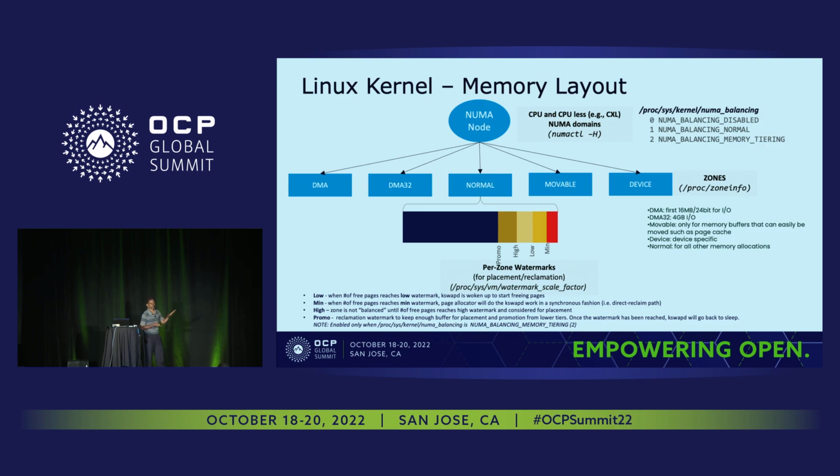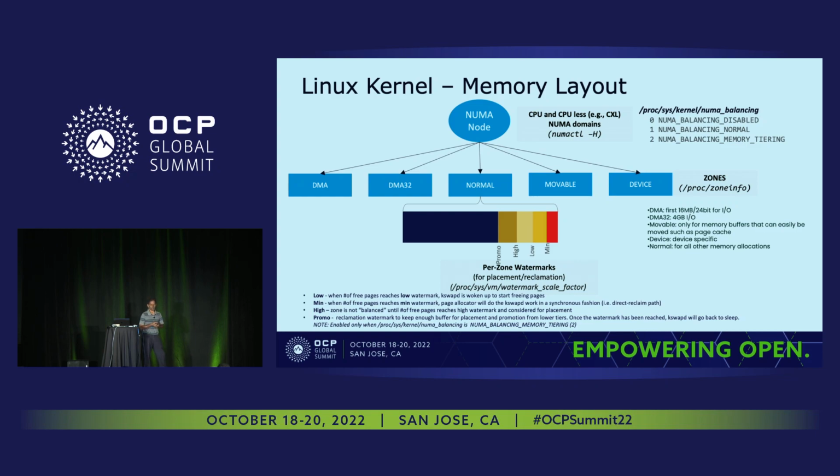It has different watermarks, and those watermarks trigger the behavior of at what point it has to start reclaiming the pages, at what point it can do the promotion from the lower tier, and at what point you can start demoting the content from near memory to the far memory. So these watermarks control the behavior of when to do the reclamation process, when it does the placement, and when it does the promotion.